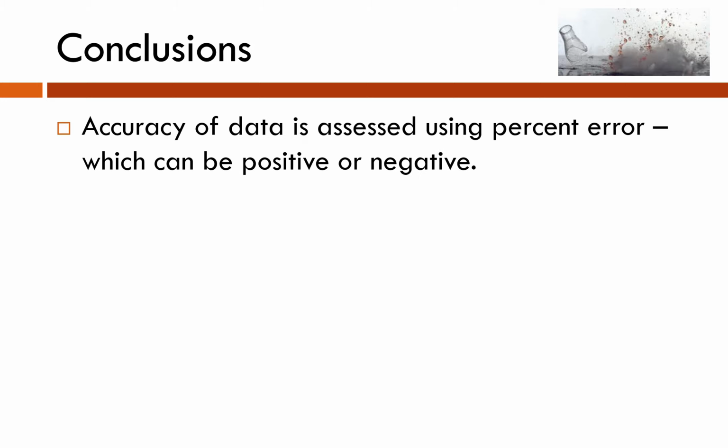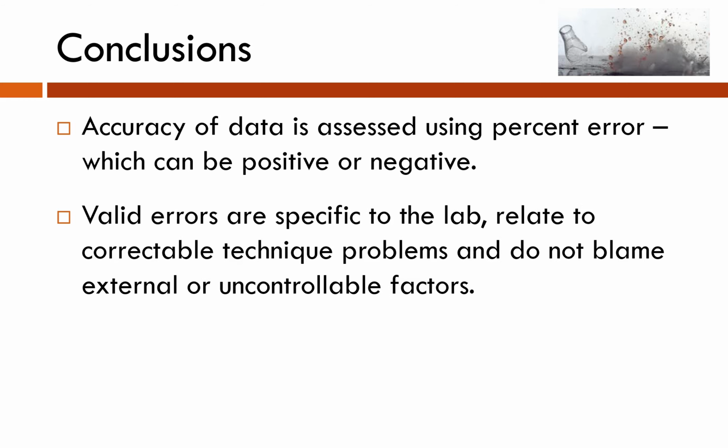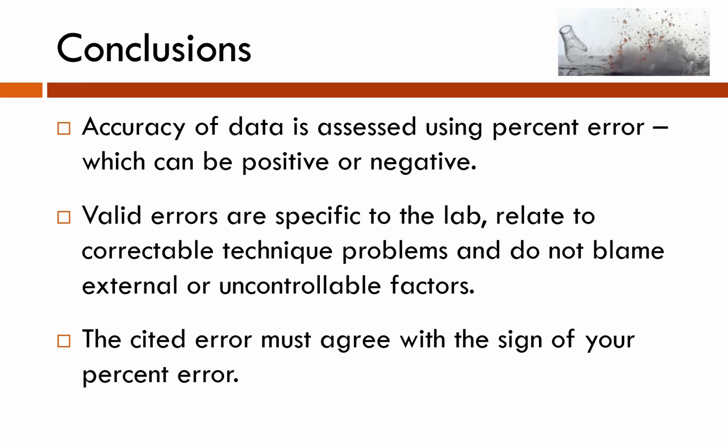Let's wrap up with some conclusions. The accuracy of your data is going to be assessed using percent error. Remember, the percent error formula does not have absolute value bars present in it. It can be positive or negative. Once you've calculated percent errors, you need to cite a valid source of error. Remember, valid errors are specific to the lab, relate to correctable technique problems, and do not blame external or uncontrollable factors. Don't blame things like contamination, equipment, and clumsy lab partners. Those are never going to be valid sources of error.